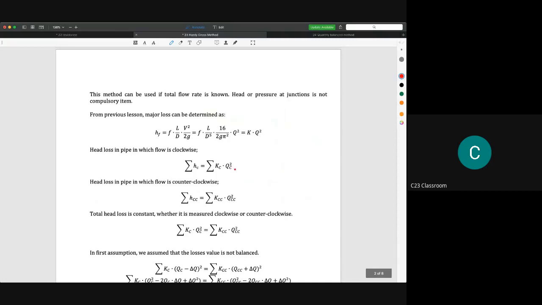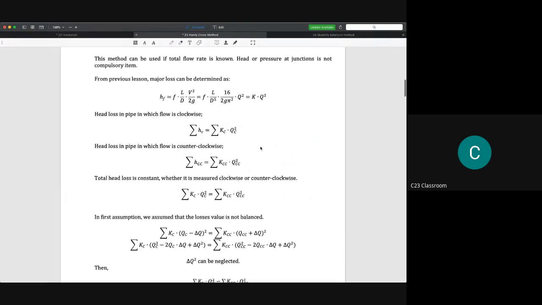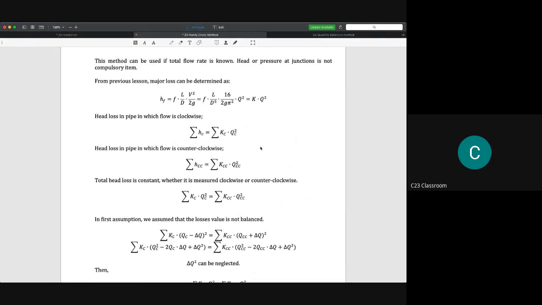Okay, so this is the calculation. I think this is already uploaded in my notes, but I'm going to explain it here. We know that the losses from the Bernoulli equation, from what we learned in fluid mechanics 1, can be simplified as K times Q square. So as I said, we need to calculate this in clockwise and counterclockwise.